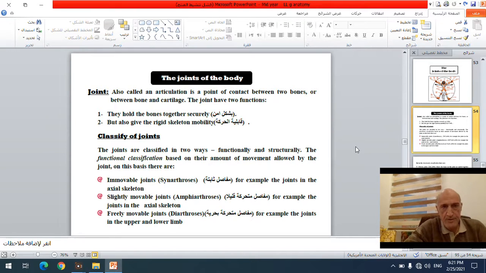The joint, definition, also called the articulation, is a point of contact between two bones or between bone and cartilage. The joints have two functions. First, they hold the bones together securely. Second, they also give the rigid skeleton mobility.